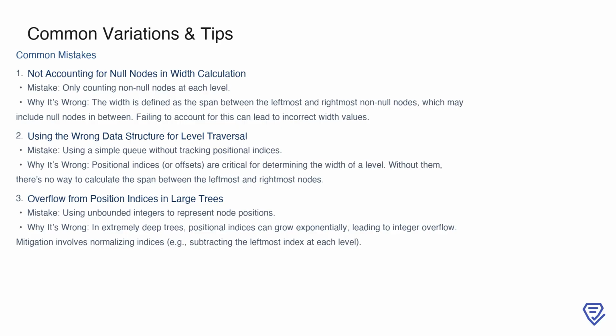Finally, there's the issue of integer overflow in large trees. When using unbounded integers to represent the positions of nodes, the indices can grow exponentially in deep trees, potentially leading to overflow. To avoid this, you can normalize the indices by subtracting the leftmost index at each level, which keeps the values manageable and avoids this problem.